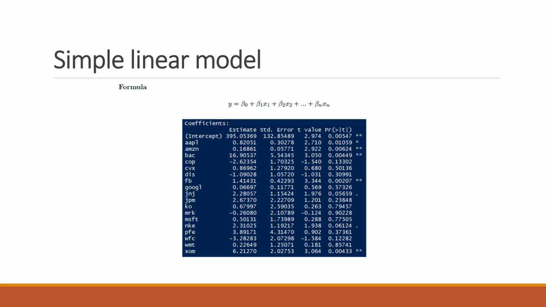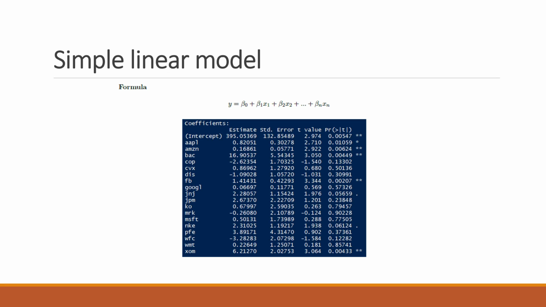So now we fit a simple linear model to the data set. The y here is the SP500 index, and all the xi's are the 18 stocks, and the betas are the parameters. Beta 0 is the intercept, and beta 1 through beta 18 are the coefficients of all the stocks. Here the intercept is given around 400 points.